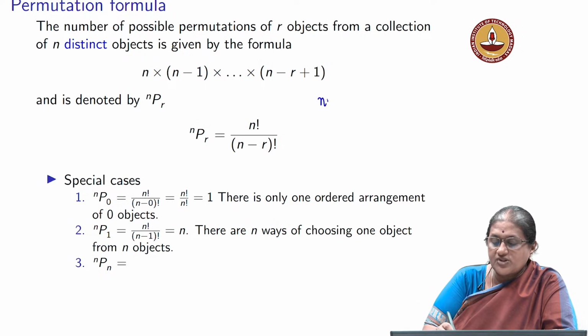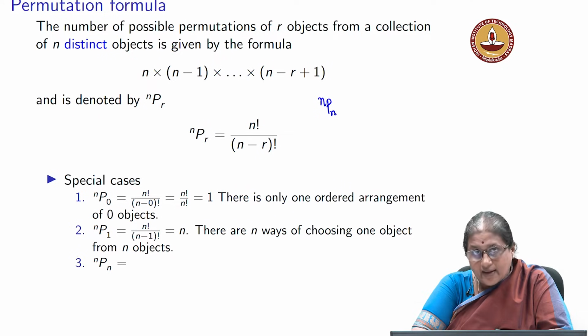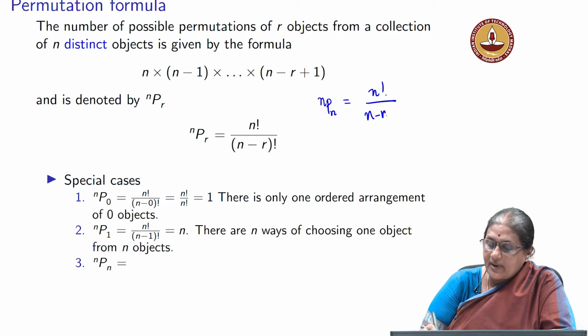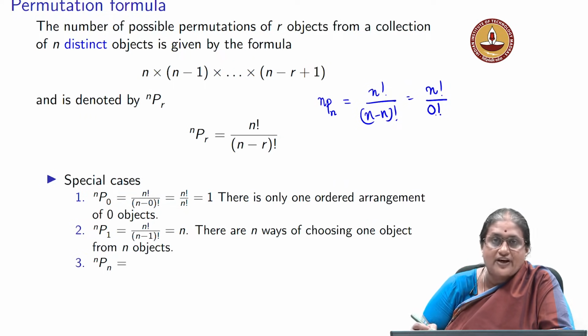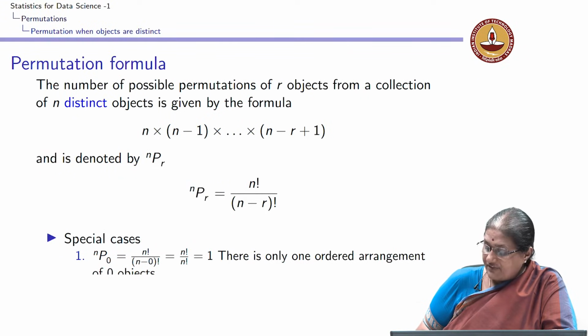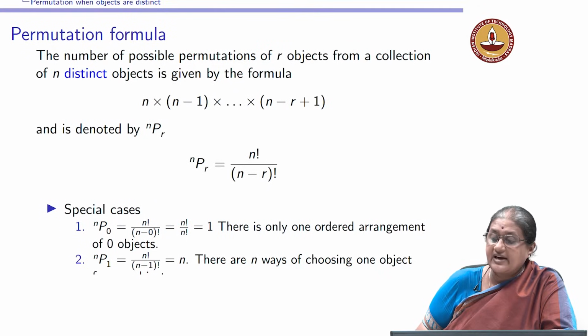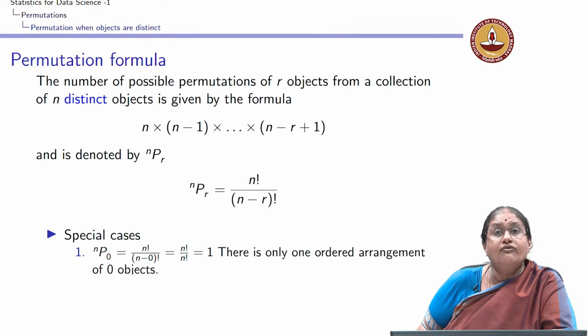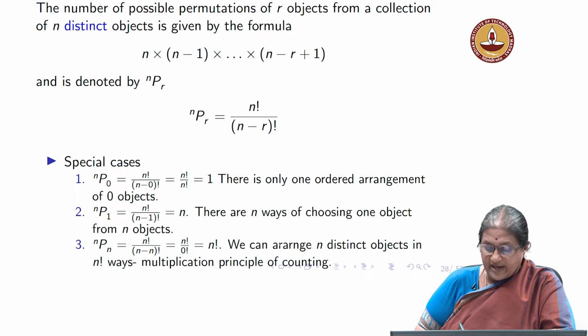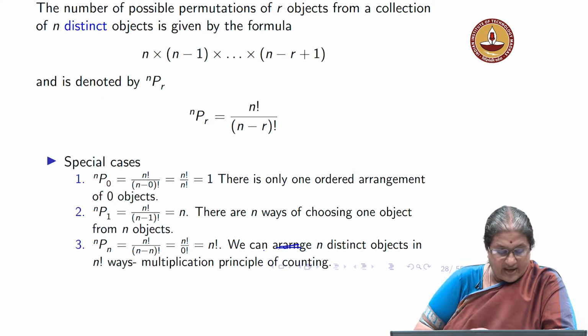The third thing we want to see is what is nPn. nPn is the number of ways of choosing n objects from the available n objects. If we apply the formula again, it is n factorial by n minus n factorial, which is n factorial by 0 factorial. We already know 0 factorial is 1, which gives n factorial. This is what we got when we applied the fundamental theorem of counting. So, I have nPn equal to n factorial, where I am arranging the n distinct objects in n factorial ways.